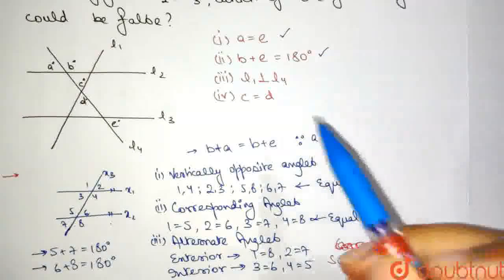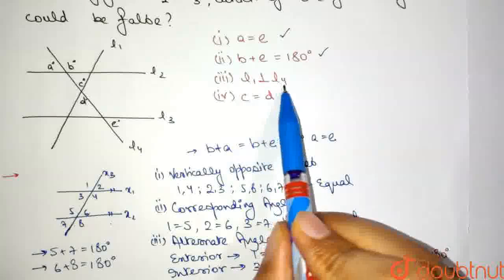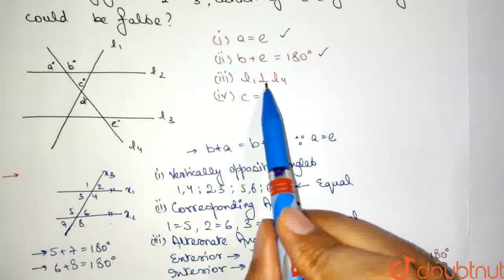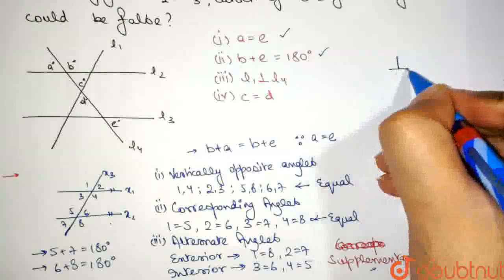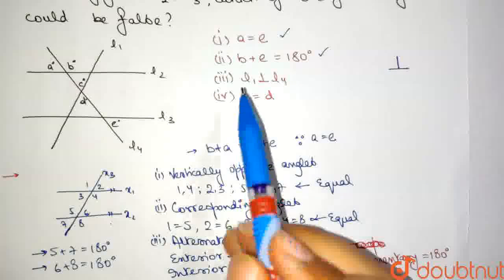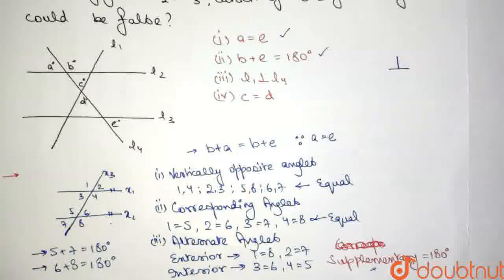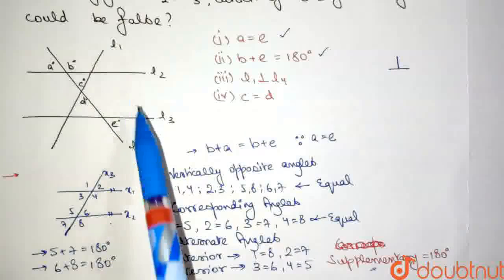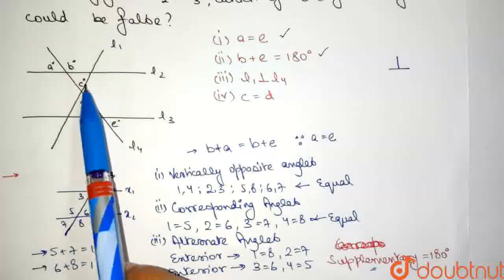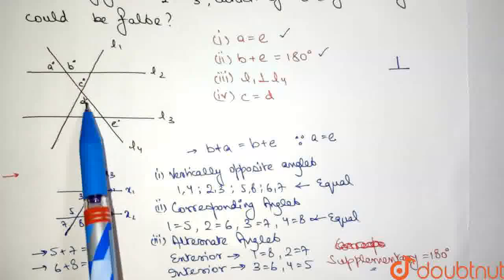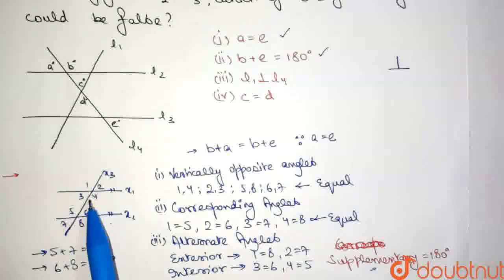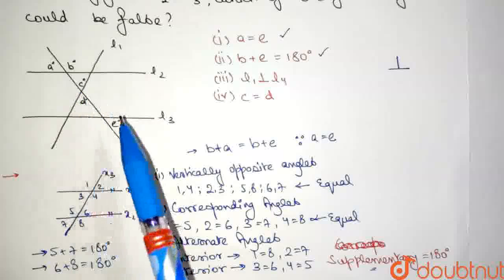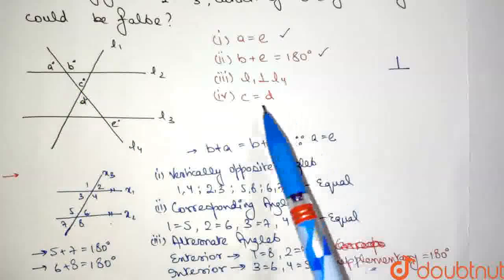Now, the third option says L1 is perpendicular to L4. So this symbol means perpendicular, right? Whenever we have this kind of symbol, it stands for perpendicular. So it says L1 perpendicular to L4. But if we look at this figure, L1 and L4 are over here and the angle formed between them is C. And since C and D are vertically opposite angles, like we looked over here, like 1, 4, 2 and 3, 5 or 8, 6 and 7, their values should be equal, right? Which is option 4, but we'll look at that later.